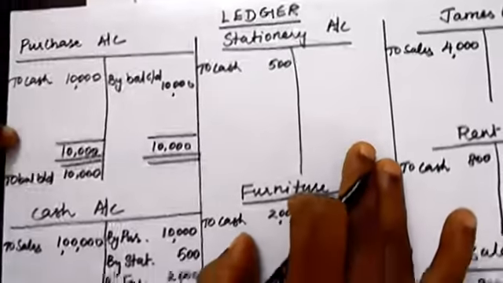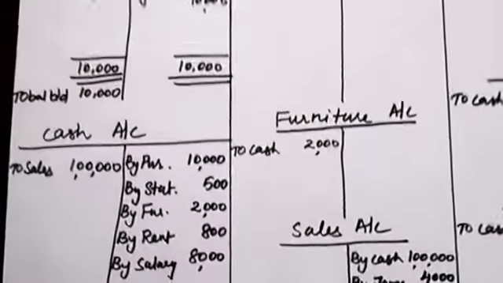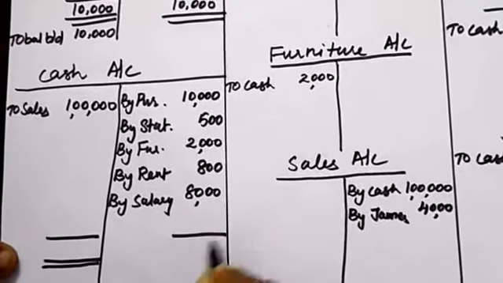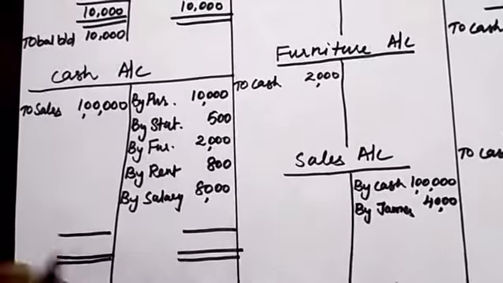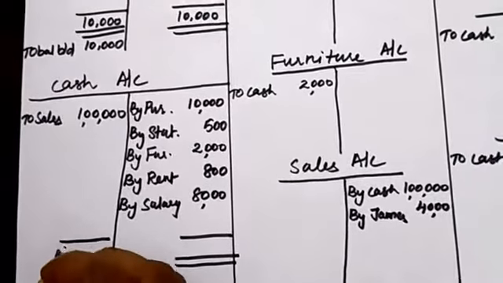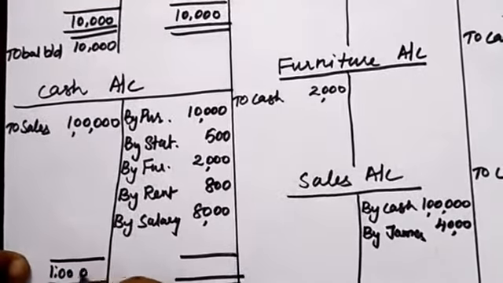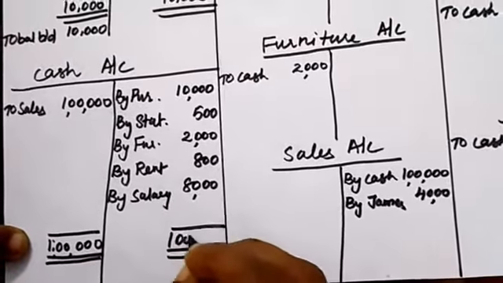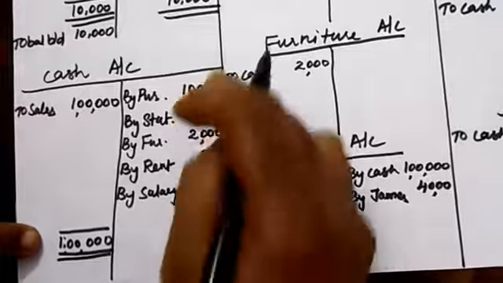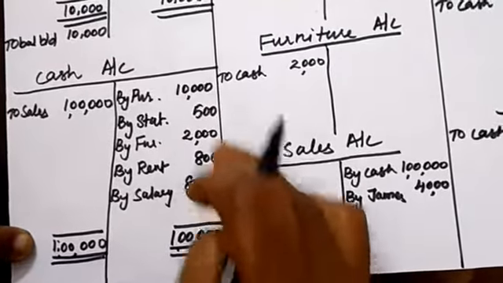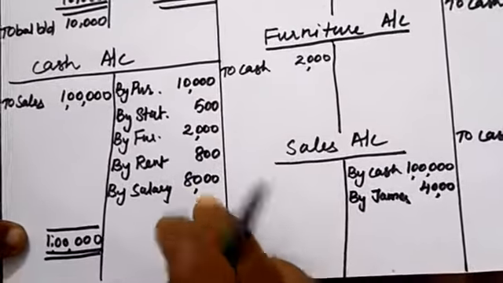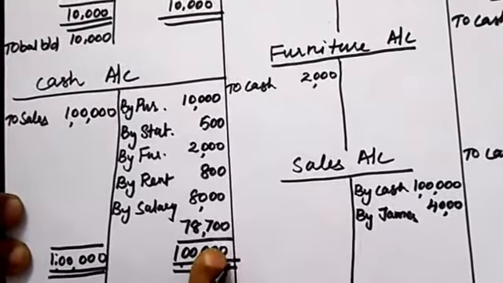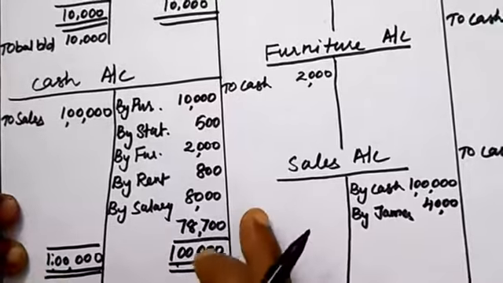both debit side as well as credit side. Now come to the cash account. Debit side 1 lakh rupees. Enter the same amount under the credit side also, 1 lakh rupees. Take the total and you will get some balancing figure. Here it is 78,700, the balancing figure, because the debit side is more than the credit side.